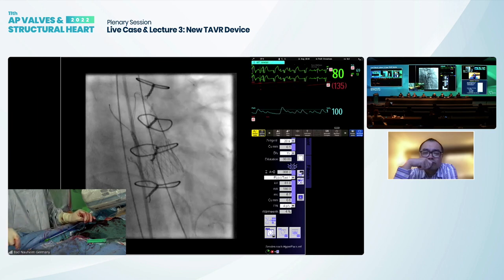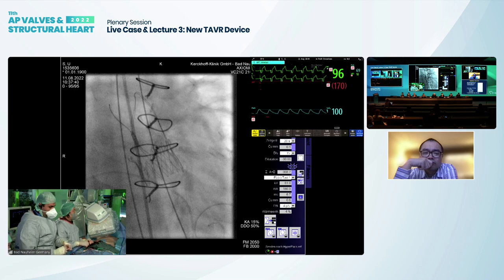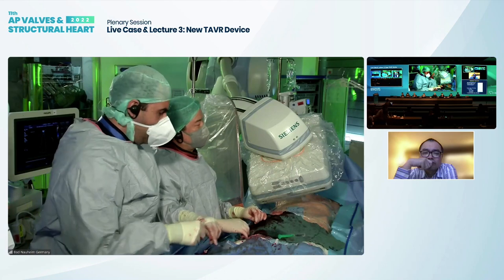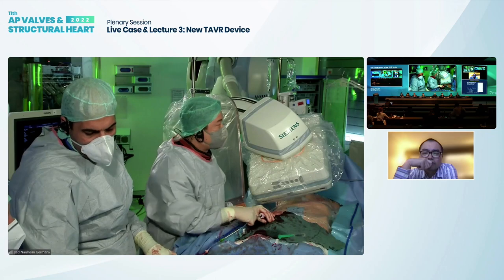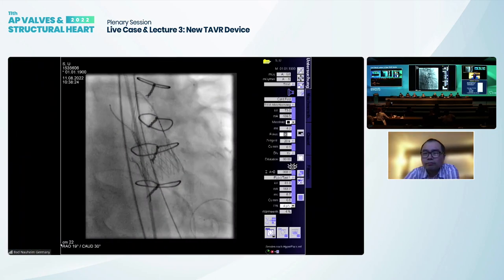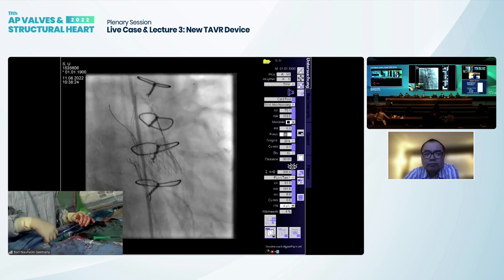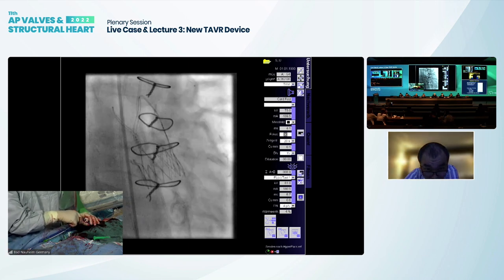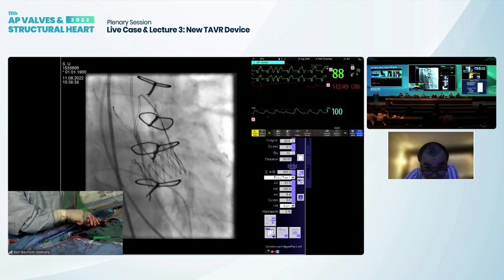Okay, pigtail again, please. So if you have recrossed the aortic valve centrally, there should be free movement of the wire to the left and to the right side of the stent posts that are overlapped on the left side. And currently, this is not really the case. So in order to... now you can see the wire didn't move, but the pigtail moves freely from the left to the right side. You can see.